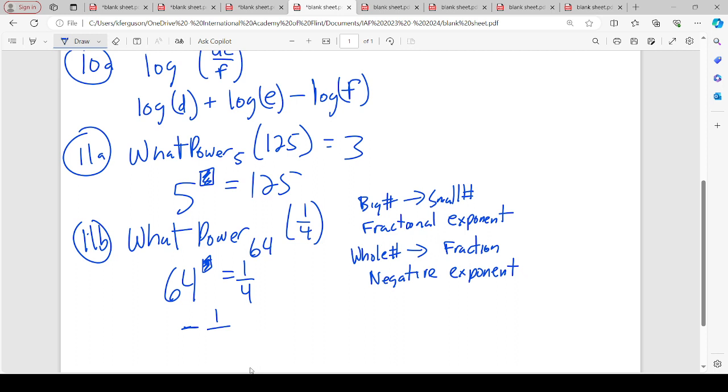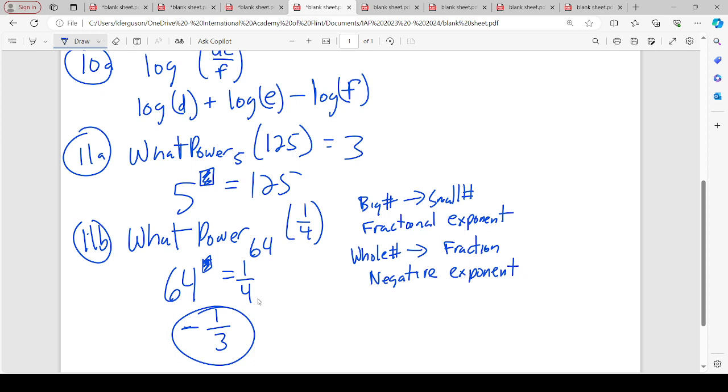4 times 4 is 16. 16 times 4 is what? No, 16 times 4. That's 64. So that's 3. So it's negative 1/3. Yes. Yep. It's negative 1/3. It's 1/3 because it's a big number going to a small number. And then it's negative because it's a whole number going to a fraction.